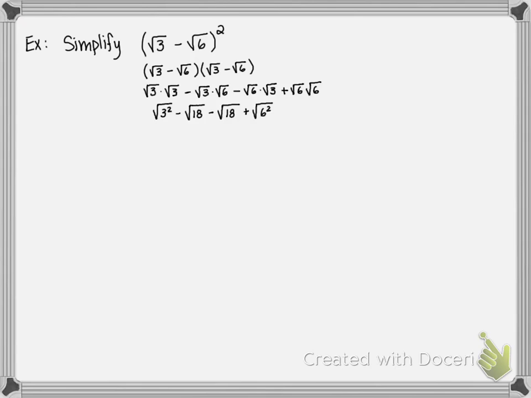Well, I still got the same thing. So 3 minus, this is 3 squared times 2. So we end up with 9 minus 6 root 2.